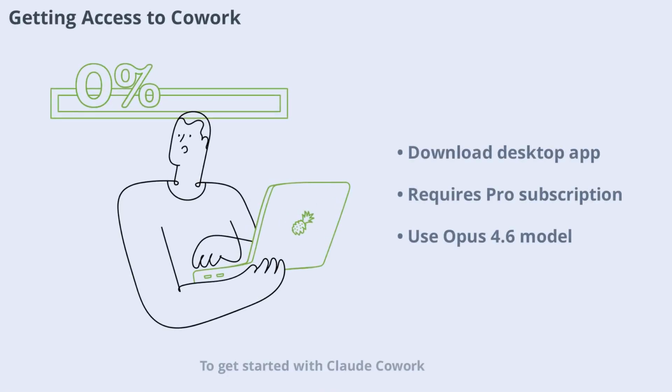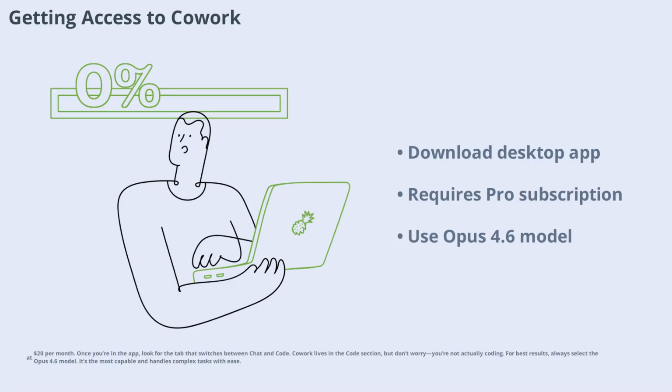To get started with Claude Cowork, you first need to download the desktop app from claude.com. Remember, Cowork only works inside the desktop app, not in the browser. You'll also need a pro account, which starts at $20 per month. Once you're in the app, look for the tab that switches between chat and code. Cowork lives in the code section, but don't worry, you're not actually coding. For best results, always select the Opus 4.6 model. It's the most capable and handles complex tasks with ease.